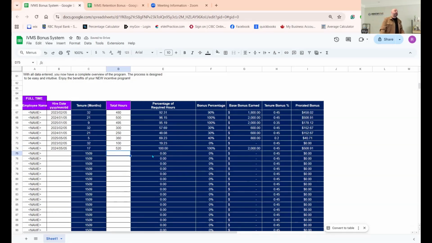So let's start with the very first one. You've seen that this person has worked 92% of the hours, so therefore they're entitled to 90% of the pot. This person has worked more than 95%, therefore 100%. The next one is also 100%. Now, the fourth one has been here for 32 months, has worked 300 hours, and the percentage is 57.5%. So therefore they're entitled to 30%. And you can see where it goes.